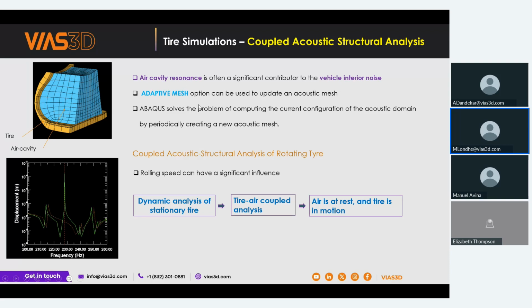And Abaqus has very good capability to solve such problems using adaptive mesh. Here, first a dynamic analysis of the stationary tire is carried out in the first step. In the second step, the tire-air coupled analysis, and in the third step, the air is at rest while the tire is in motion. By doing this three-step analysis, one can easily identify which peaks are due to the coupled response. This is again one of the important analyses which the tire industry generally performs.